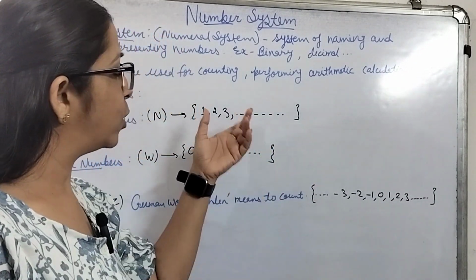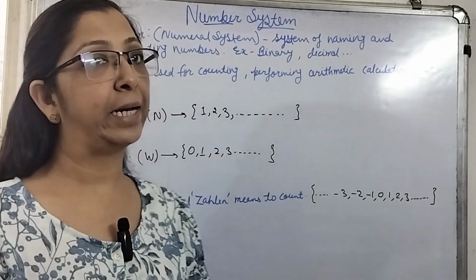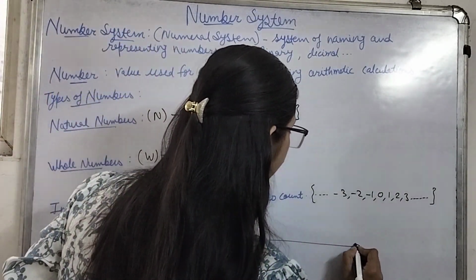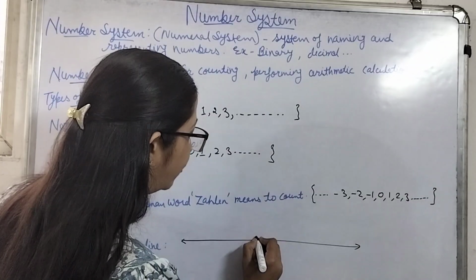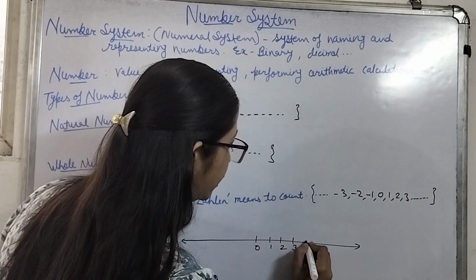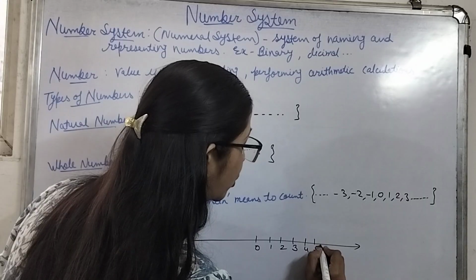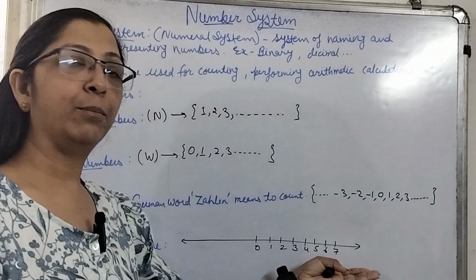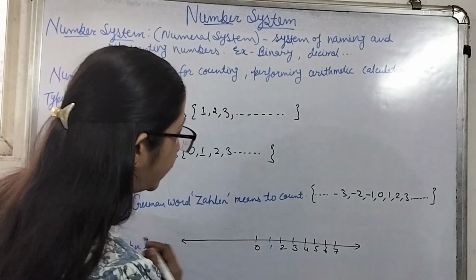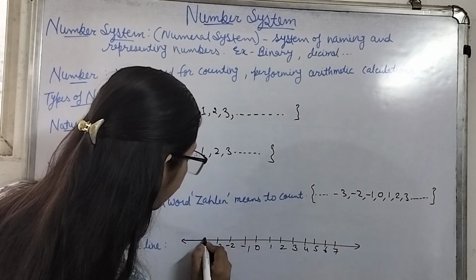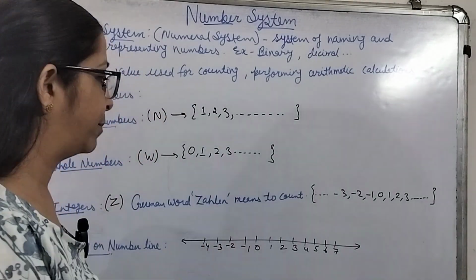Now, how to represent all these numbers on the number line, that too we have already learned. So what is a number line? We take a straight line. In the center we take 0. On the right hand side we take the positive numbers 1, 2, 3 at equal unit distances, and at each unit distance we number these numbers. On the left hand side we take the negative numbers like this: -1, -2, -3, -4.